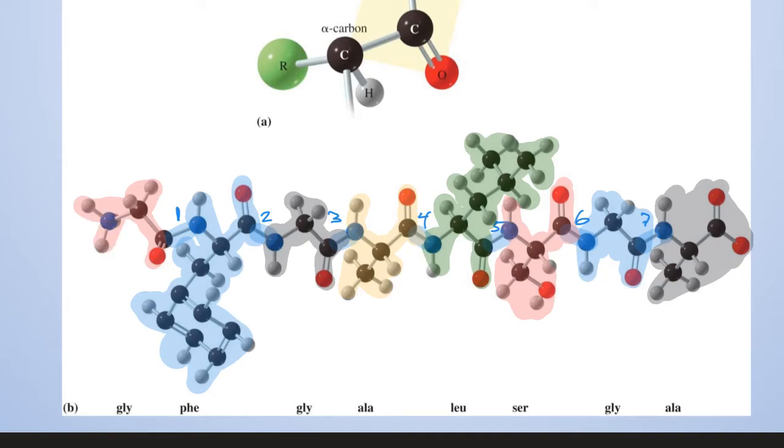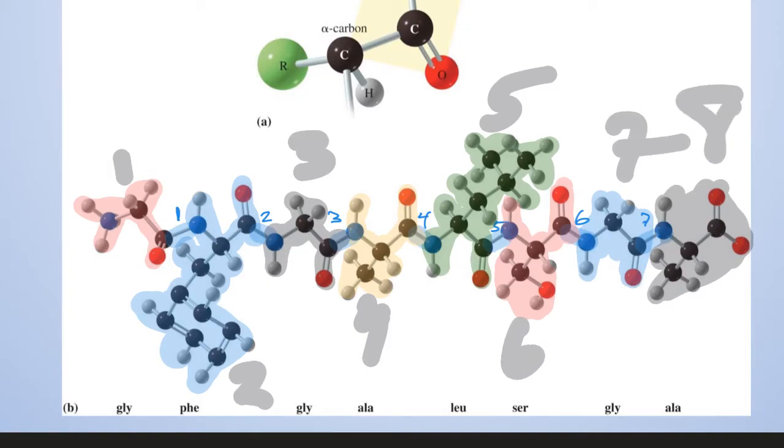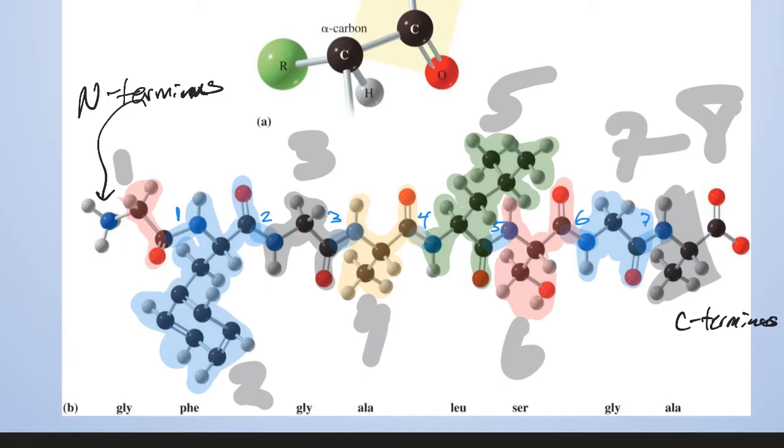So if we count up the number of colors, we've got 1, 2, 3, 4, 5, 6, 7, and 8. So there are 8 amino acids, if you ignore the text at the very bottom, which tells you what they are. We should be able to identify them that way. On the left end of the chain, we have the N-Terminus due to that nitrogen being there, and the C-Terminus over here due to the carboxylate group.